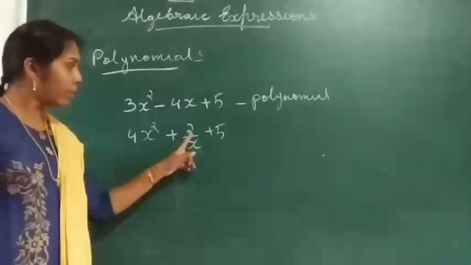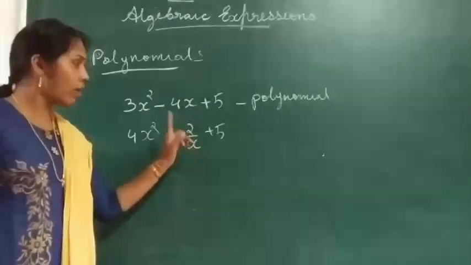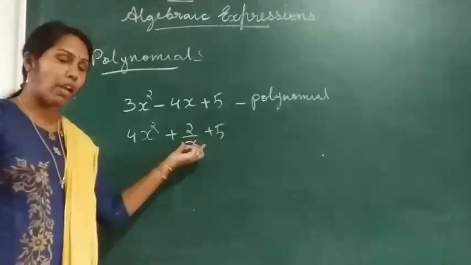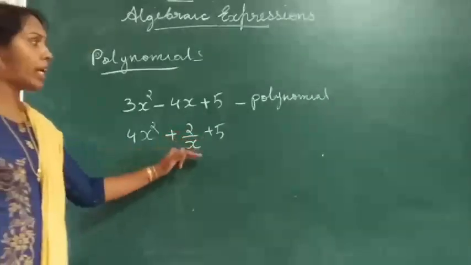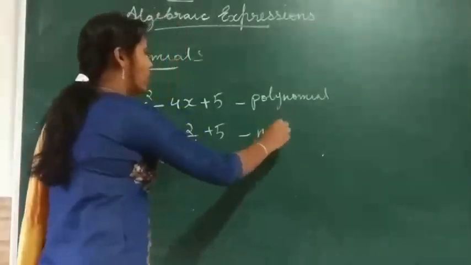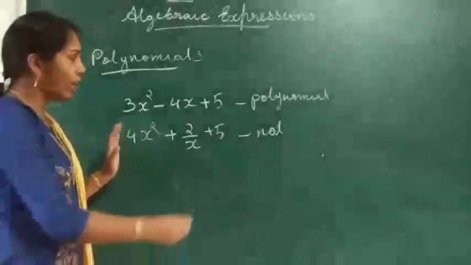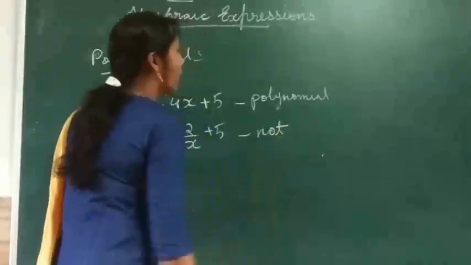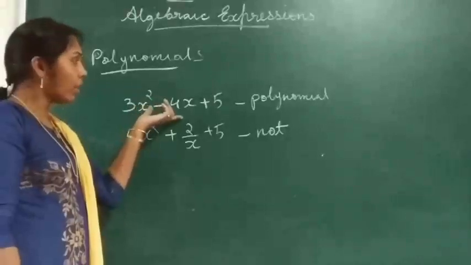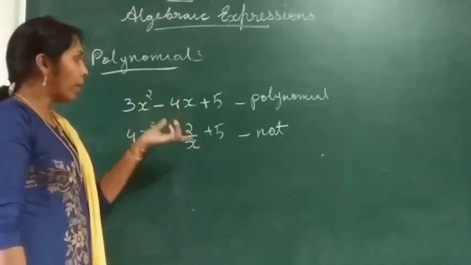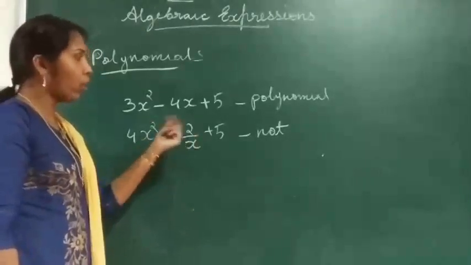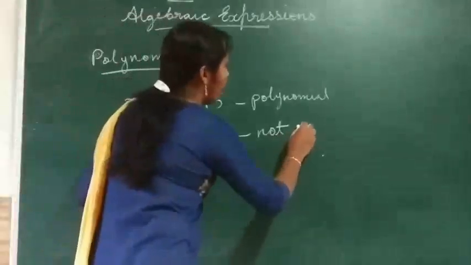So this will be 2 into x to the power minus 1. Therefore the power of x is not a whole number, it is a negative number. Therefore this cannot be considered a polynomial. That is the difference between a polynomial and an algebraic expression which is not a polynomial. In a polynomial, the powers of the variables are always whole numbers, but in an algebraic expression, if the powers are not whole numbers, it is not a polynomial.